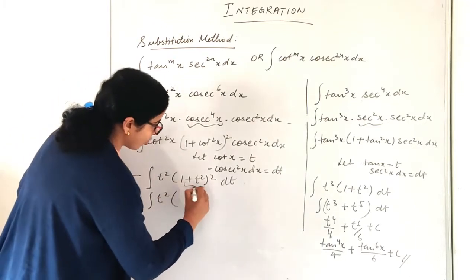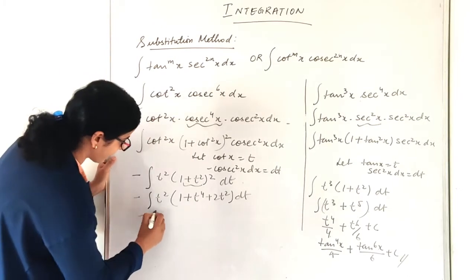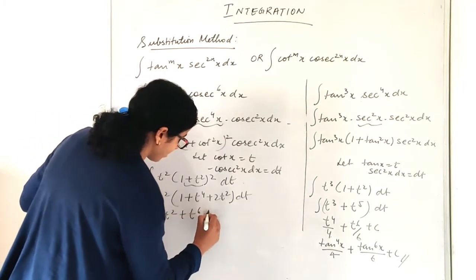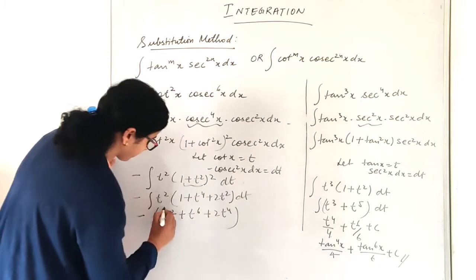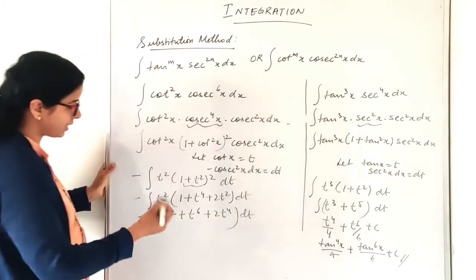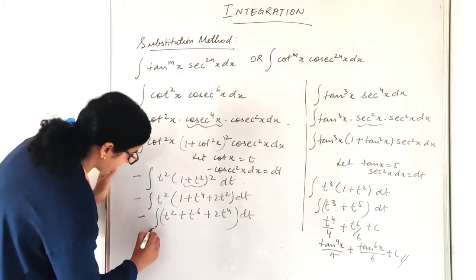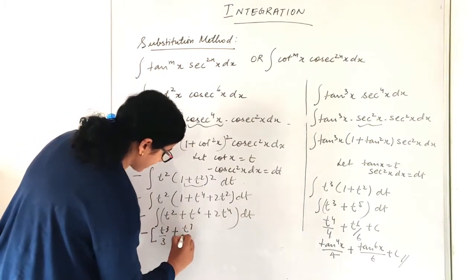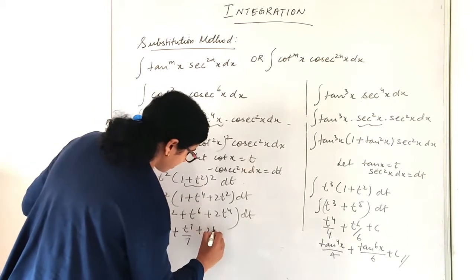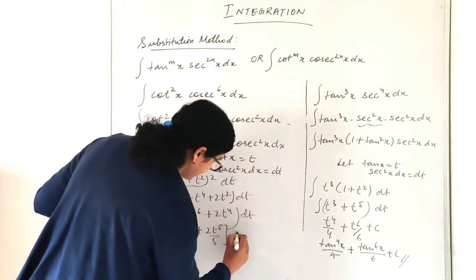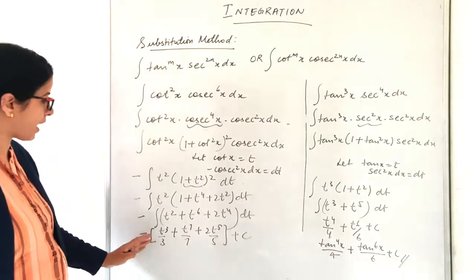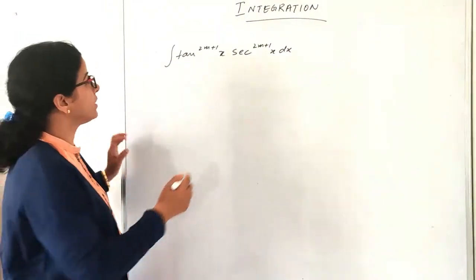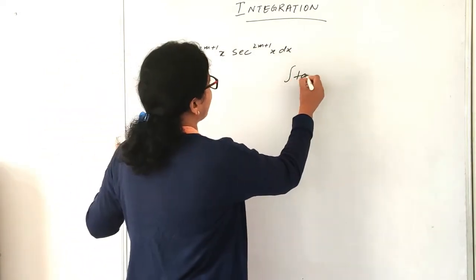t^2, open the bracket, and multiply again inside. So it will become t^2 + t^6 + 2t^4 dt. Integrate and substitute the value. What you are getting here: t^3/3 + t^7/7 + 2t^5/5 + c. Substitute the value of t, that is cot x, and that is your required answer. So just now we studied the integration of this kind, right?